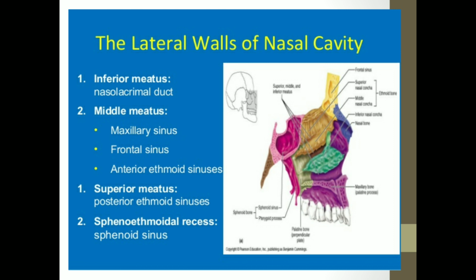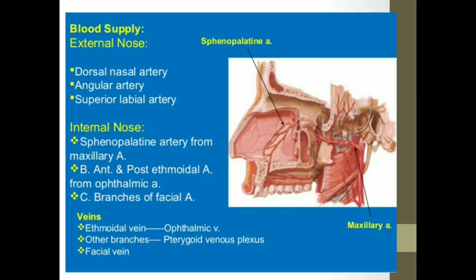See, this is the same: inferior meatus, nasolacrimal duct, middle meatus, maxillary sinus, frontal sinus, anterior ethmoidal sinus, supreme meatus, posterior ethmoidal sinus, sphenoethmoidal recess, and the sphenoidal air sinuses. So you can see what we have discussed till now.